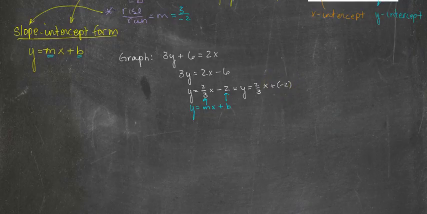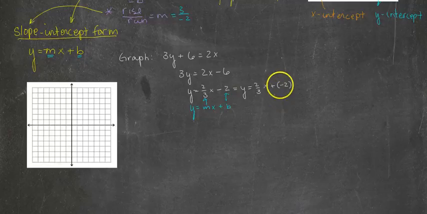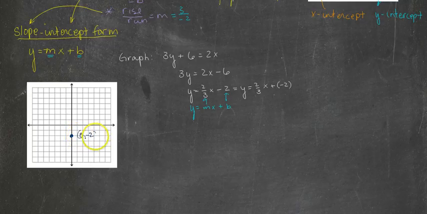So let's graph it. Well, b is -2. We already decided that, so I'm going to graph it and I'm going to label it 0, -2. And that makes sense, right? Because if x is 0, y has to be the y-intercept. And now I've got a slope of 2/3. Just bounce it.